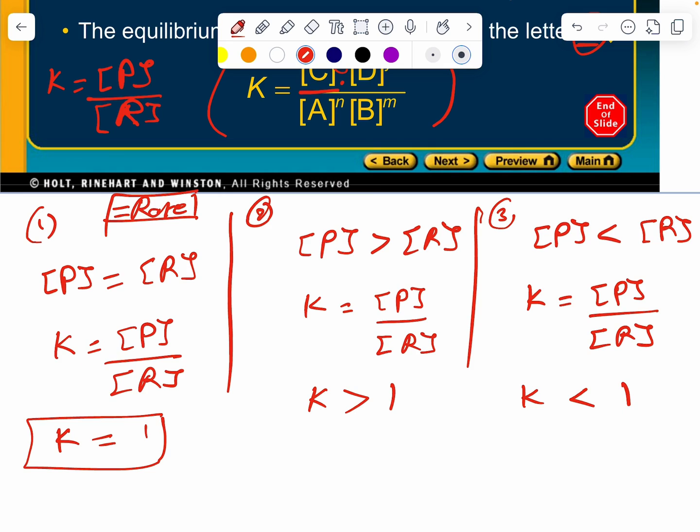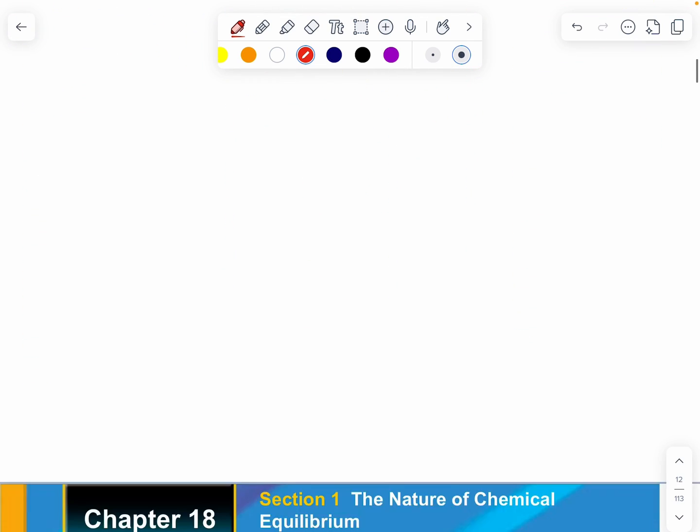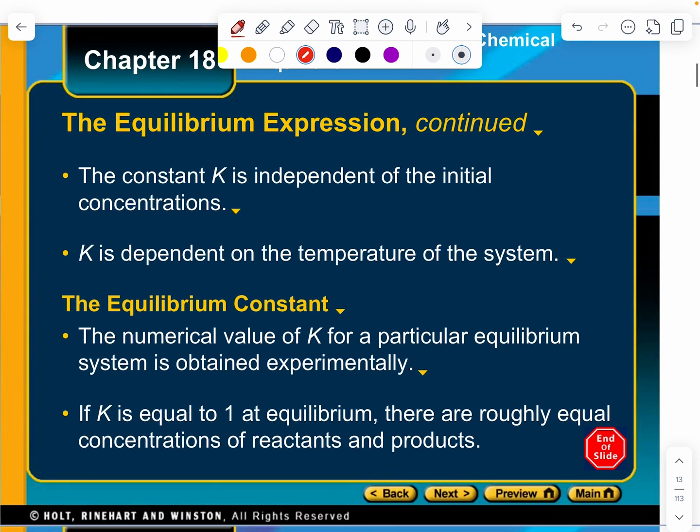These are the only three cases we're going to have. K equals 1 is the meaning of equal concentrations of products and reactants. If K is more than 1, this is the meaning of concentration of products higher than the concentration of reactants. And if K is less than 1, we're going to have less products than reactants. And this is all written here.